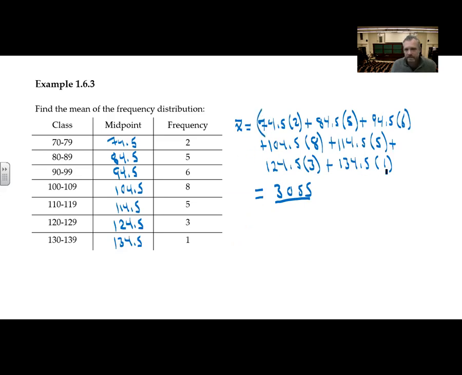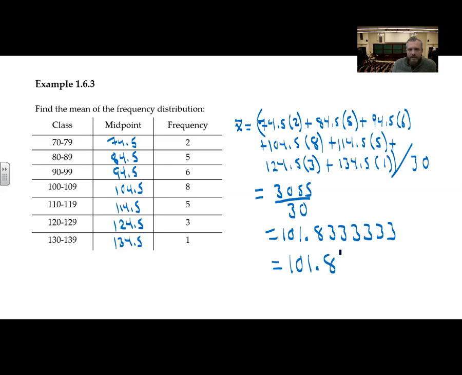Divide all this by the sum of the frequencies. So the frequencies, let's just count those. 7, 13, 21. Oh yeah, we had 30 of these. So divided by 30. So let's see what we get. 101.8. Now, because of the rounding rule, I'm going to call this 101.8. So that's my mean, okay?